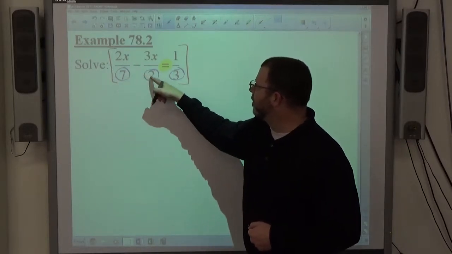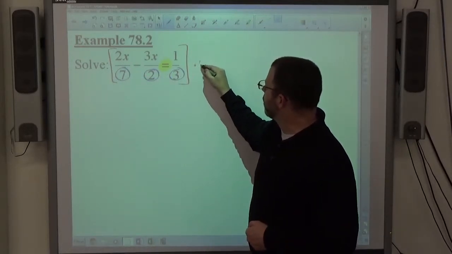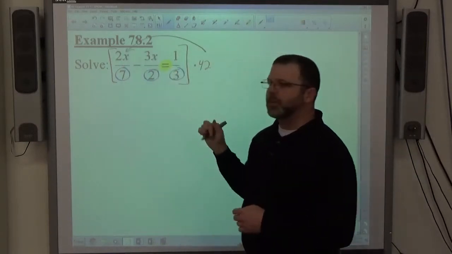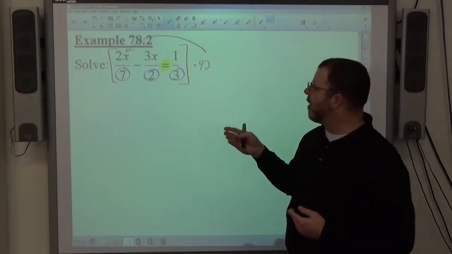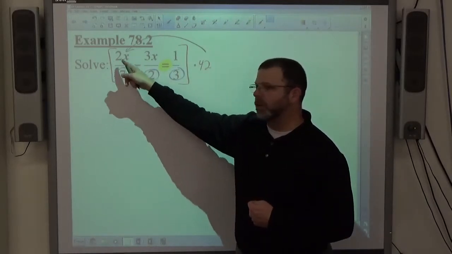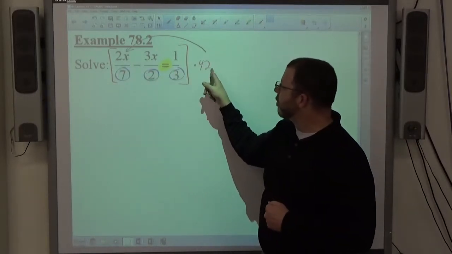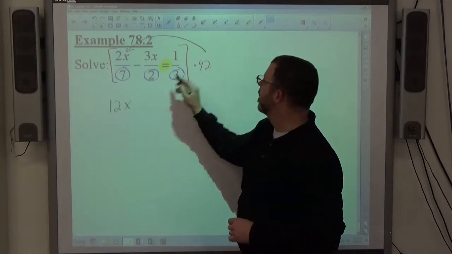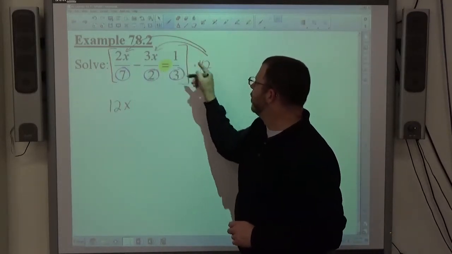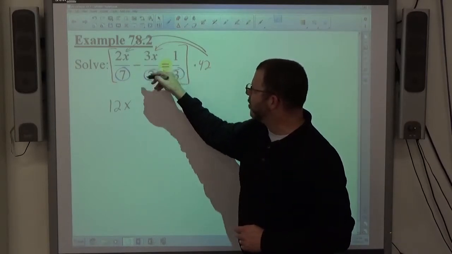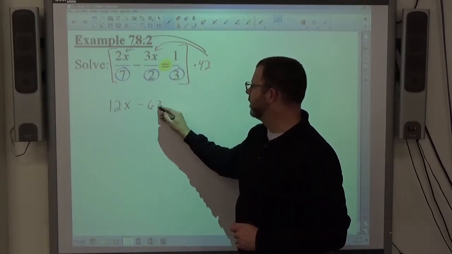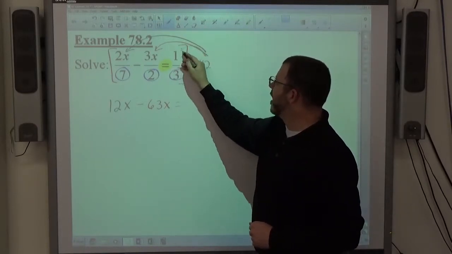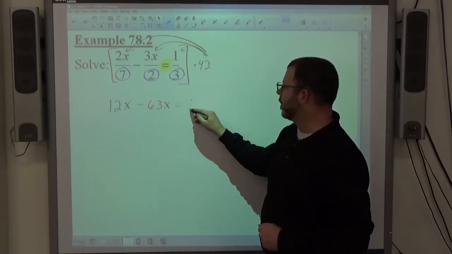So 14 and 3 is 42, so times 42 is going to be the magic fix here. And going back to Amber's thought, when we multiply a fraction, if we divide first, multiply the result times the top, that's the easiest way to do this. 42 divided by 7 is 6. 6 times 2x is 12x. 42 divided by 2 is 21 times 3 is 63. That has an x on it. And 42 divided by 3 is 14 times 1 is 14.